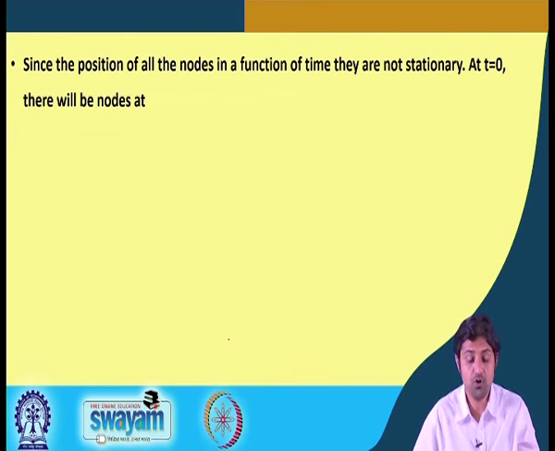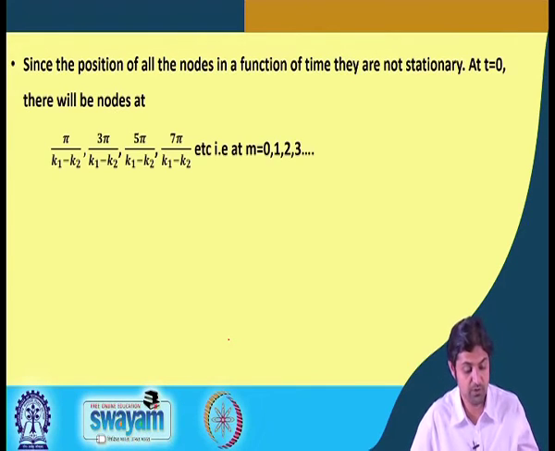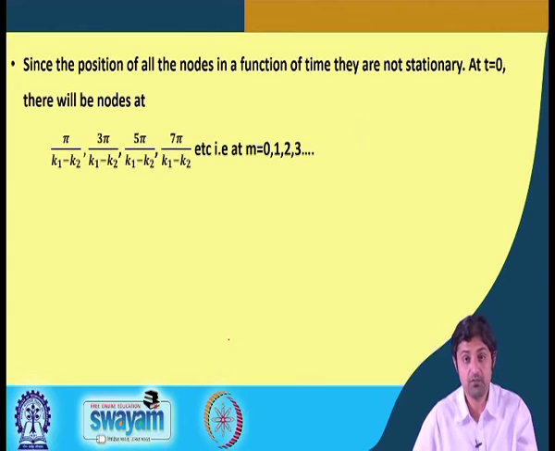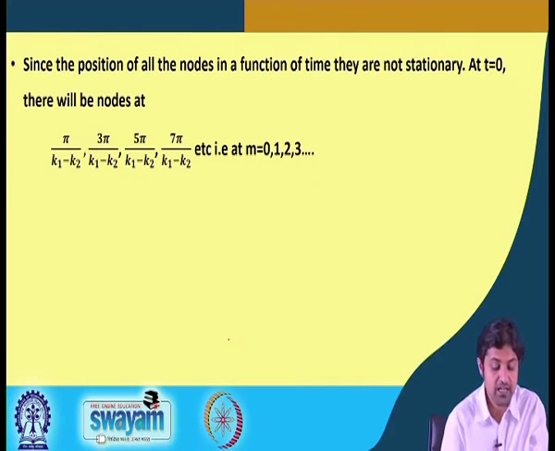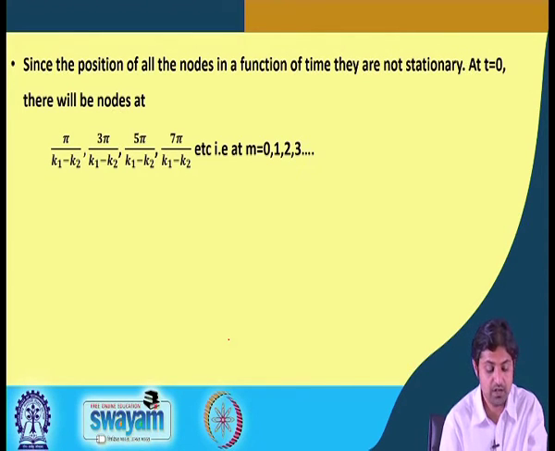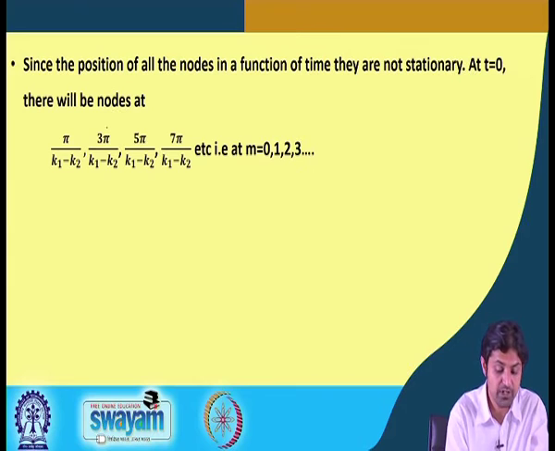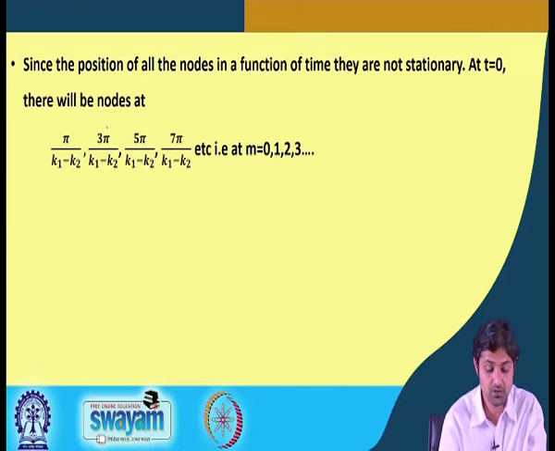Since the position of all nodes in the function is a function of time and they are not stationary, at t equal to 0 there will be nodes. So we equate this at time t equal to 0. We will see there will be nodes at pi divided by (k1 minus k2), and then there will be a node at 3 pi divided by (k1 minus k2).